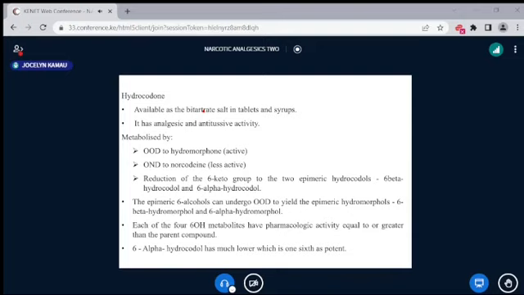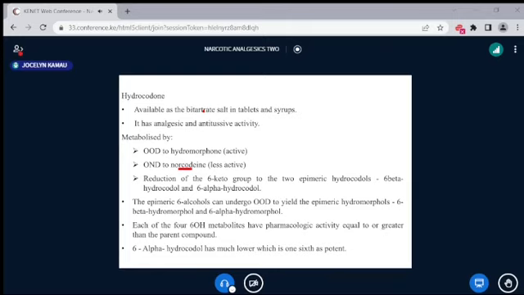It can also undergo oxidative N-dealkylation, that is removal of the methyl group at position number 17. Of course, that will give us norhydrocodone. That means no methyl group on the nitrogen. The minute we remove the methyl group, there is a decrease in analgesic activity.